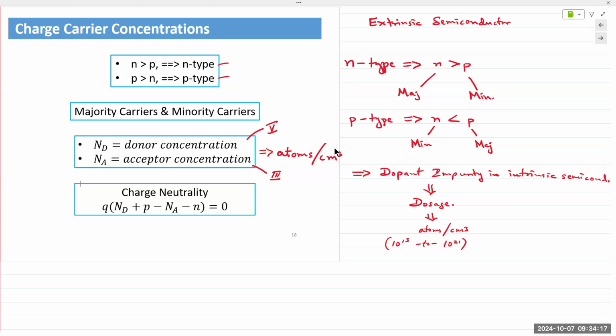Now, the intrinsic charge carriers in a typical silicon atom are about 10^9, 10^10. So compared to those, the external impurity dopants are magnitudes higher. Compare 10^9 to 10^13 or 10^20.